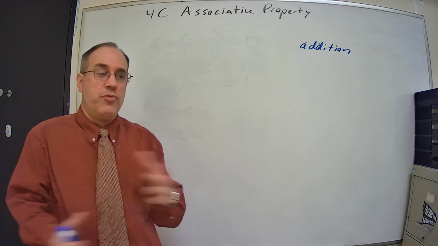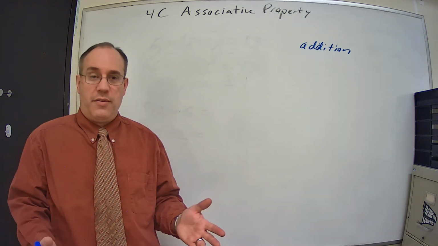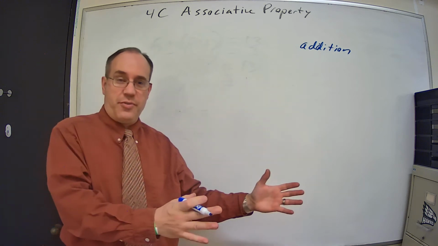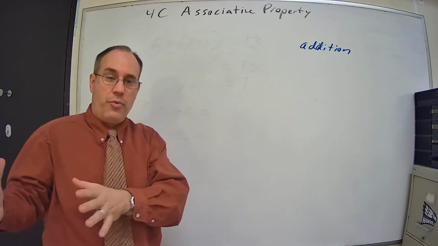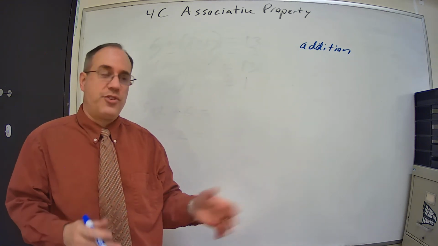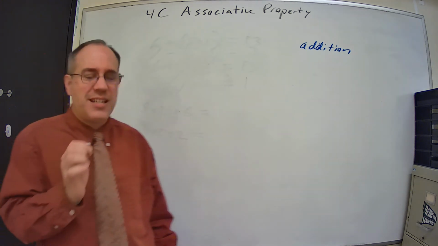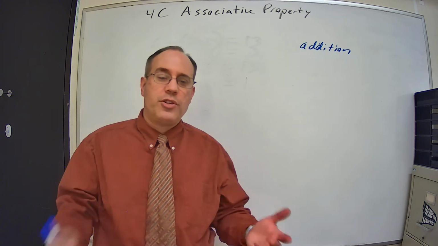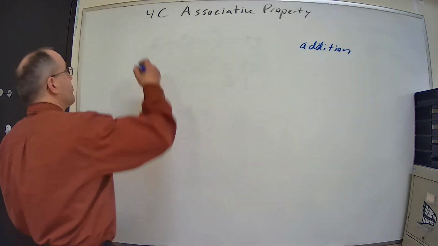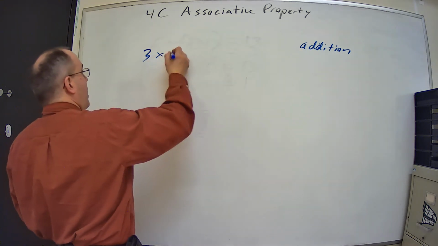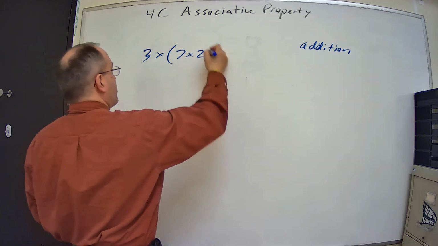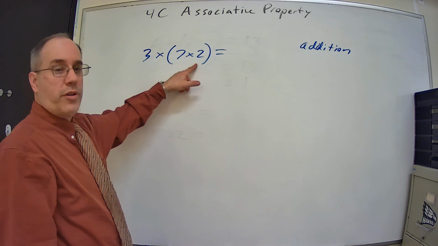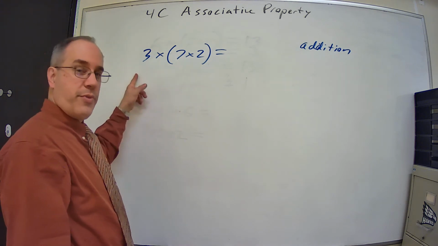Commutative says we move things around. Associative says we move the parentheses around. So what we're grouping together. So it's a small distinction, but it is a distinction. Well, let's try out multiplication. 3 times (7 times 2). 7 times 2 is 14. 14 times 3 is 42.